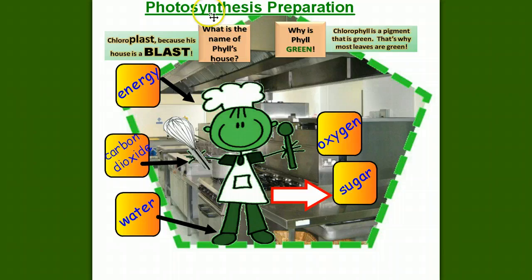Photo means light, synthesize means make, and chloroplast is where he's making this photosynthesis or food process happen. And chlorophyll is green because he's a pigment inside leaves. And the process is he whips up the sun's energy, carbon dioxide, and water in a bowl. Whip it good. And then he throws it in the oven and he bakes a sugar cake. And oxygen is released into the air.